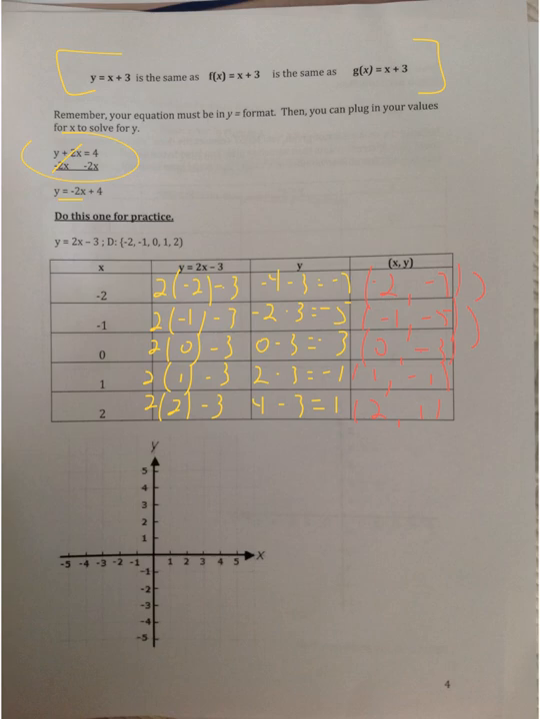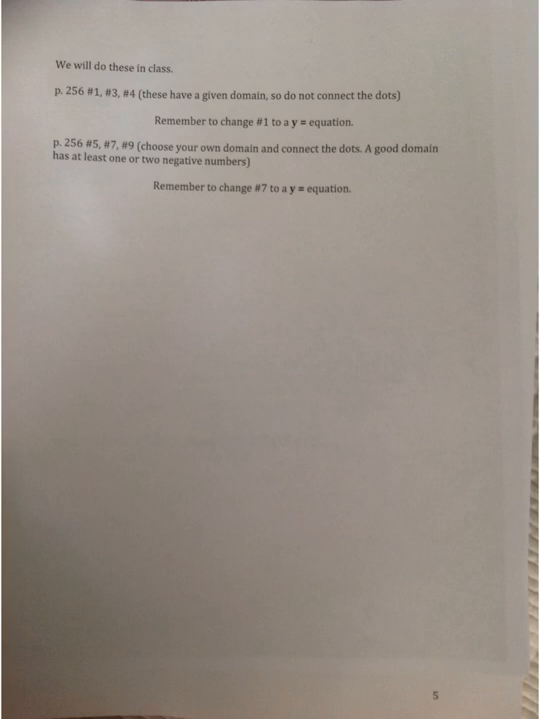And then if you wanted to plot this, you'd have -2, -7. That's going to be down here somewhere. 0, -3, -1, -5, 1, -1, and 2, 1. And there was a domain given, so you weren't going to connect the dots, but it should look like that. Here are some practice problems for you to do. The questions are on the next page in the video.